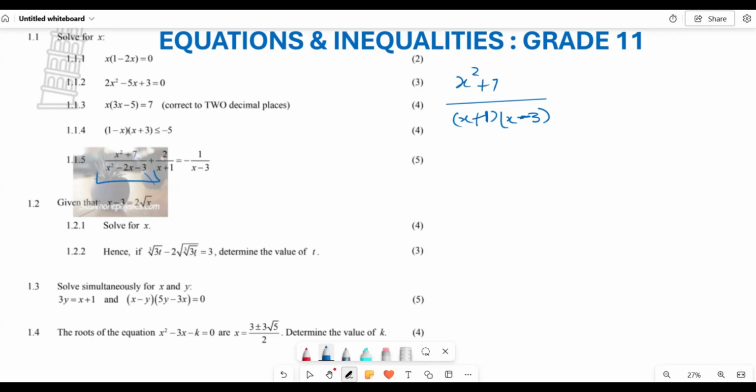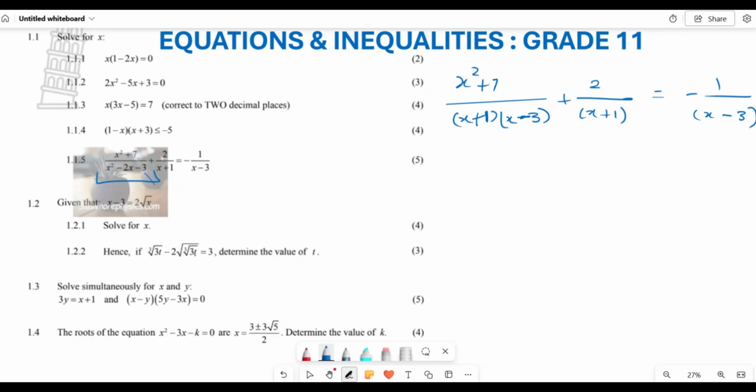Which means from here, this is going to be that plus this is going to be the same as 2 over, can you see that you are having your x plus 1, and this is going to be equal to -1 over, this is the same as x minus 3. Okay. And now that we are here, what is it that we need to do?